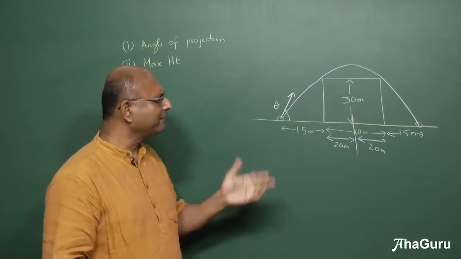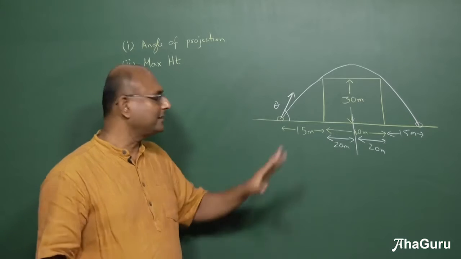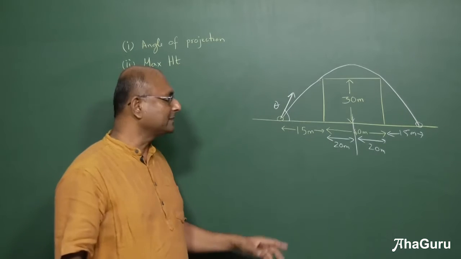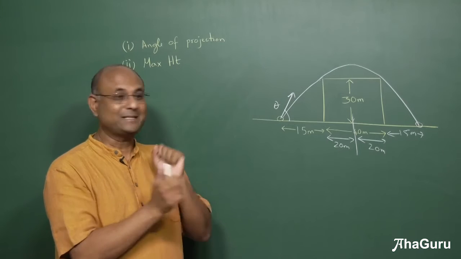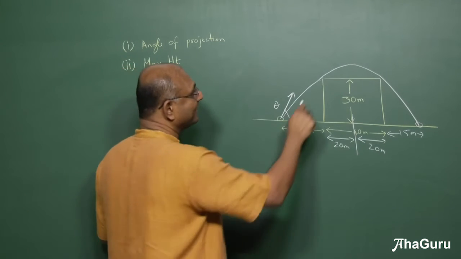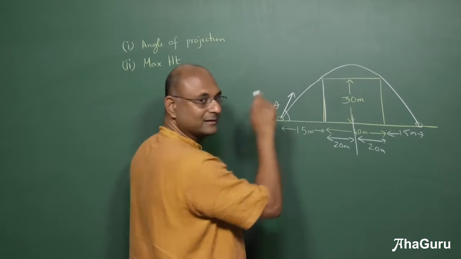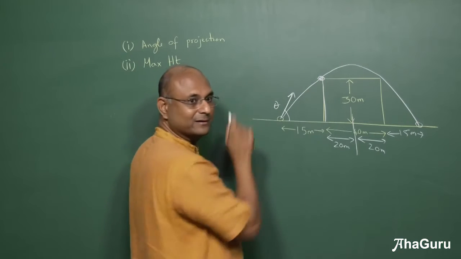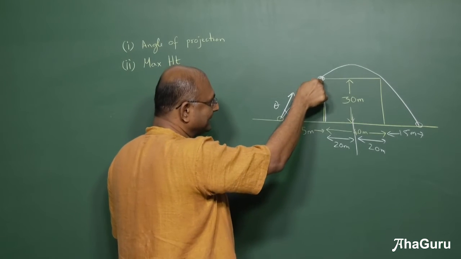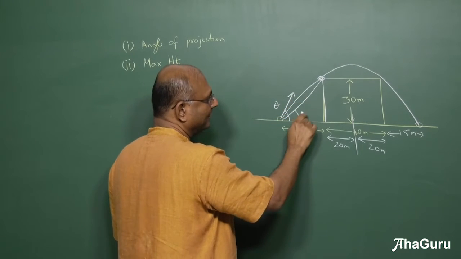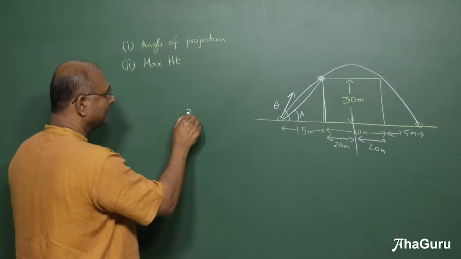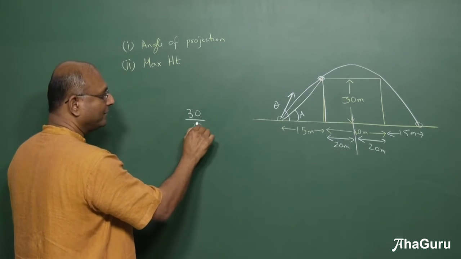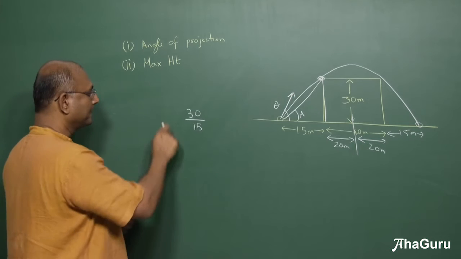How do I go about doing it? We can write down u cos theta, u sin theta. You can solve this for 2-3 pages, or you can use our nice trick. Tan A plus tan B is tan theta. How do I use that trick? What is this height? 30. So pick this point. Do I know what is tan A? Well, do I know this? 30. So what is tan A? 30 by 15. This is tan A.